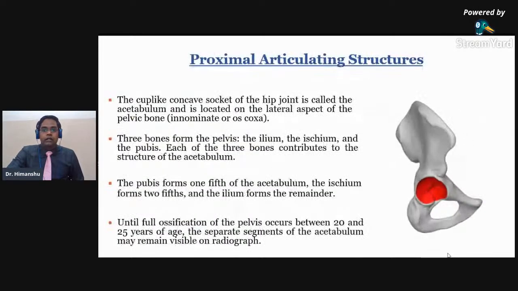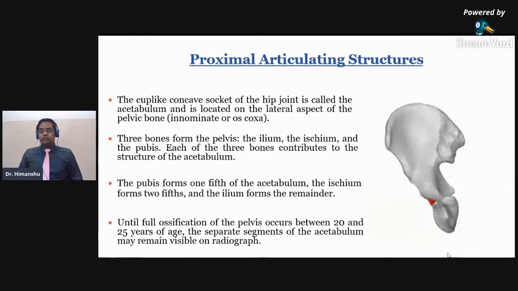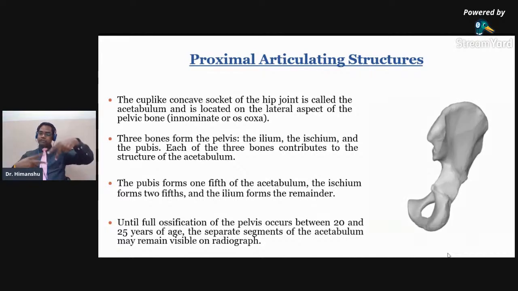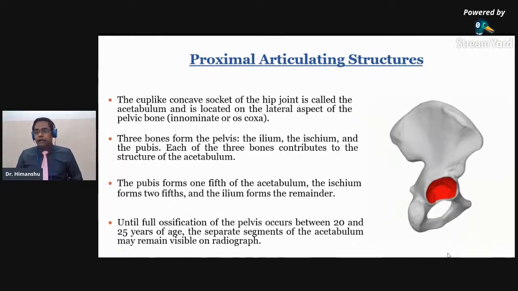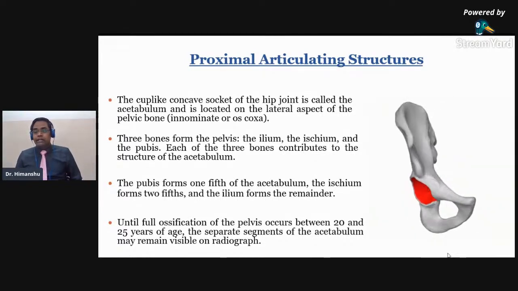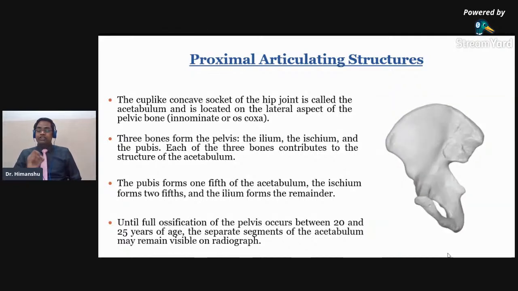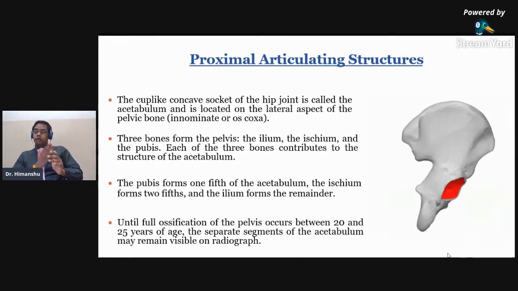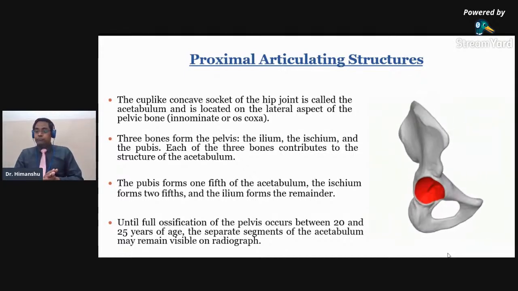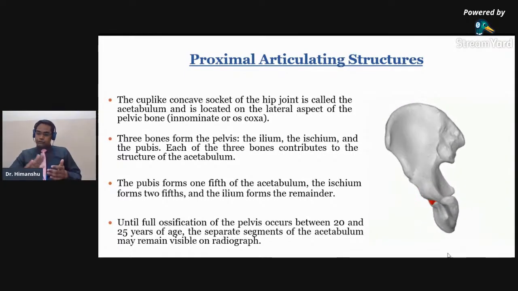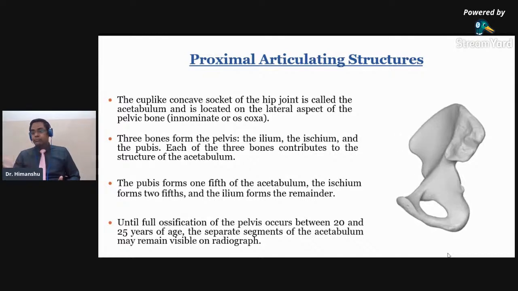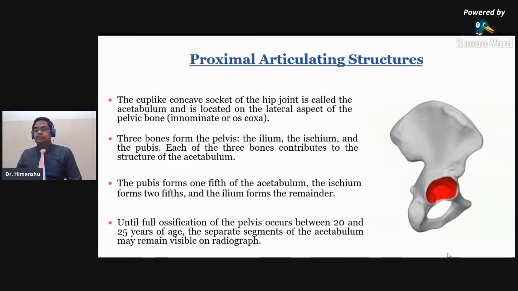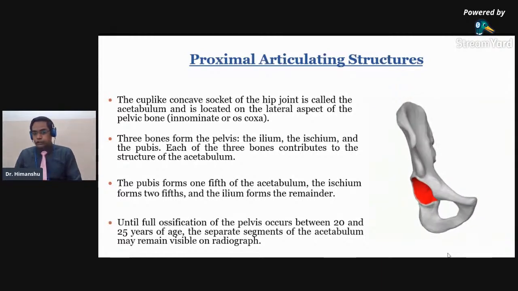Okay, so the proximal articulating surface or structure of the hip joint is your acetabulum. All the 3 bones, the ilium, ischium and pubis, come and meet in the acetabulum and make a very stable concavity. Although the posterior rim is extended more as compared to the anterior rim, on the contrary we have more stabilization anteriorly as compared to posteriorly.